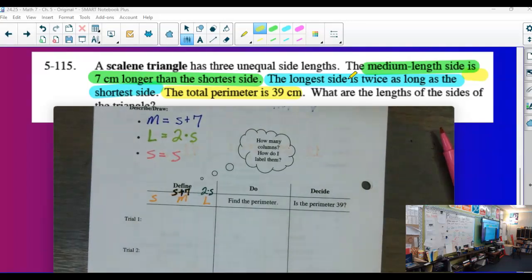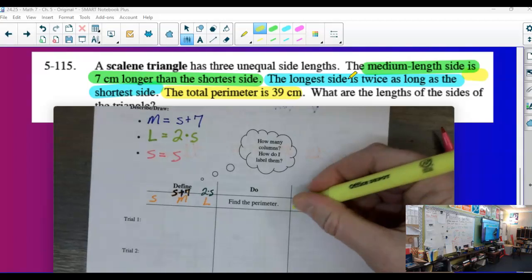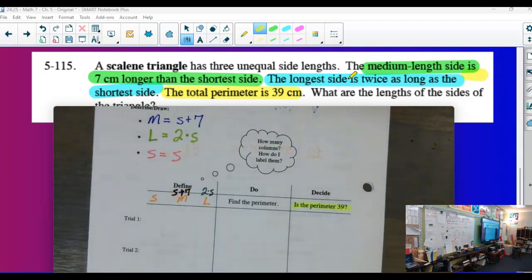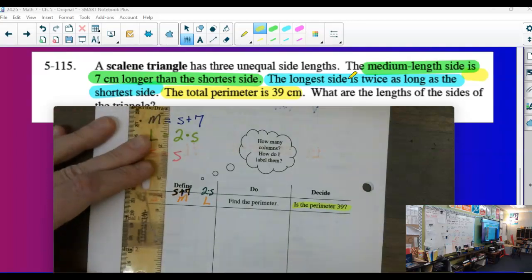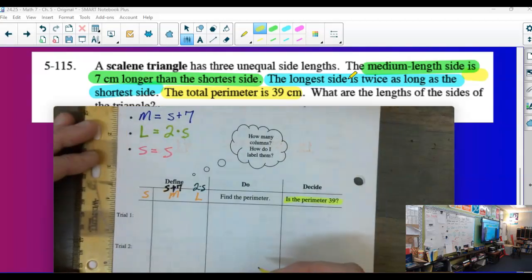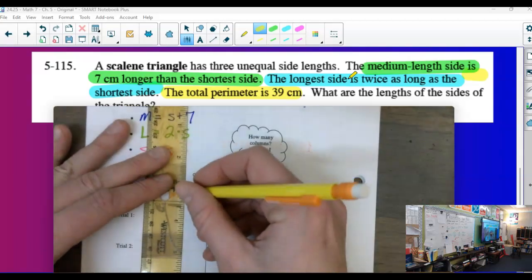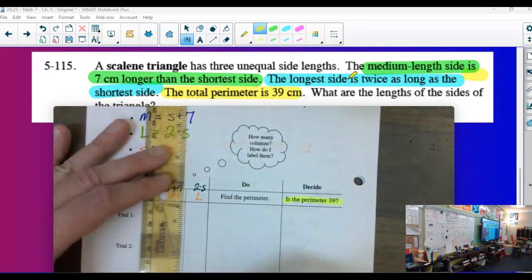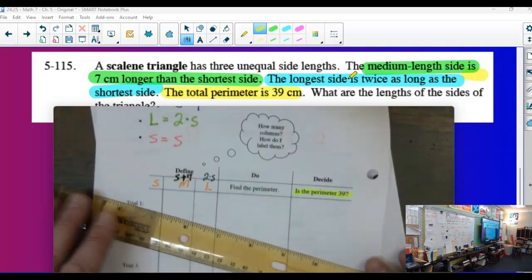Okay, and what's the perimeter supposed to come out to be? $39, right? Guys, I would split this space up. It's going to look more confused. Now, S shouldn't need much space, but then M and L, you want a little bit of space to put what they turn into.